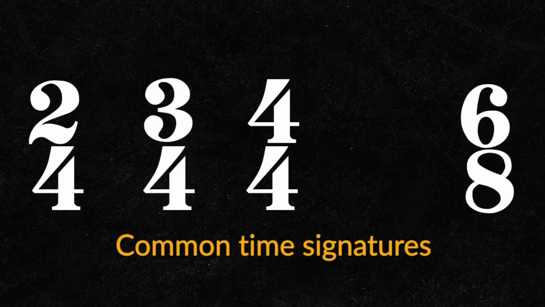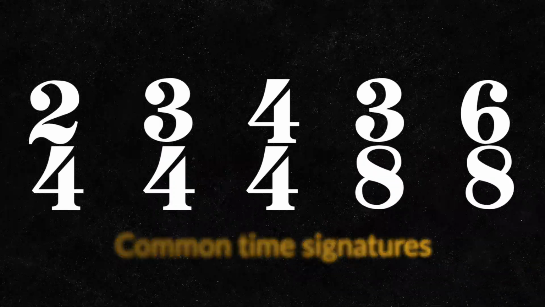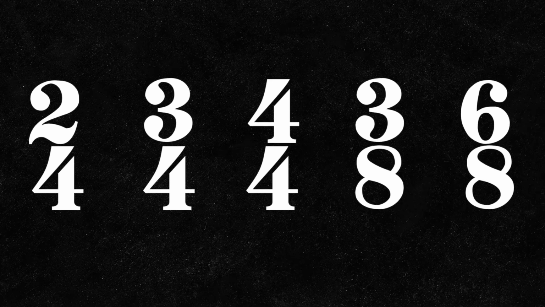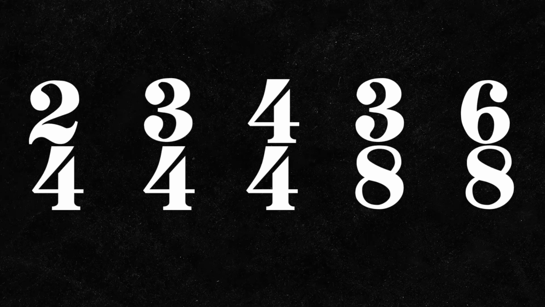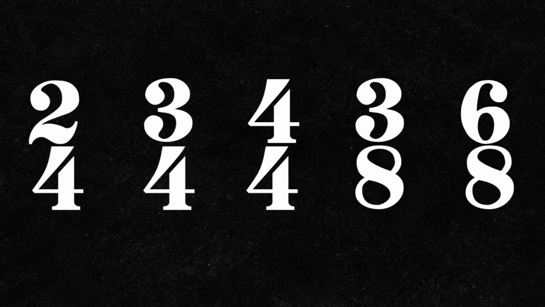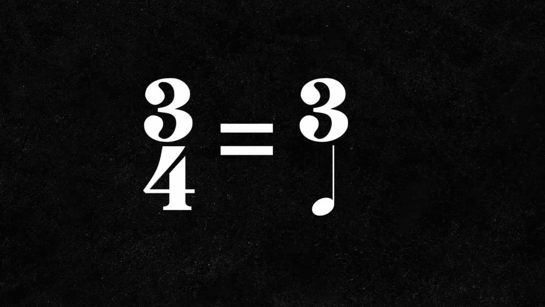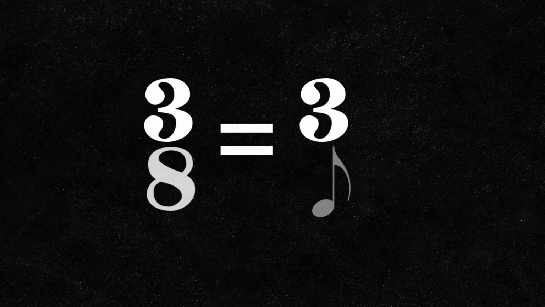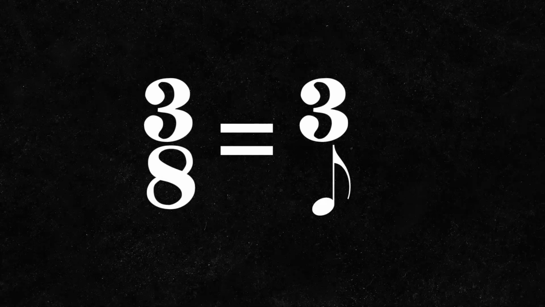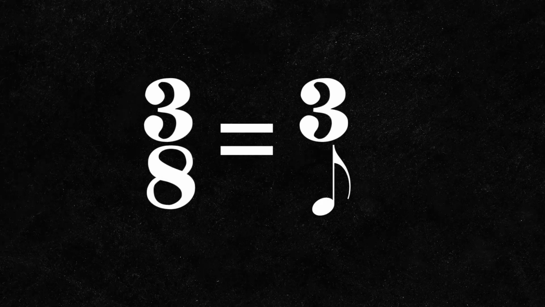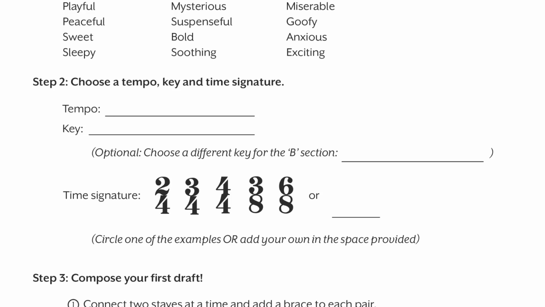But if you want to try something else, here are some other time signature options to consider. Remember, the top number tells you how many beats per measure. The bottom number tells you what kind of note equals 1 beat. Most commonly, you'll find a 4 on the bottom to tell you that a 1/4 note equals 1 beat. But you can also find an 8 on the bottom to tell you that a 1/8 note equals 1 beat. Now, go ahead and pause the video and choose your time signature.